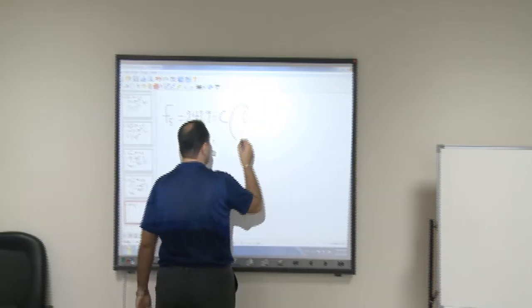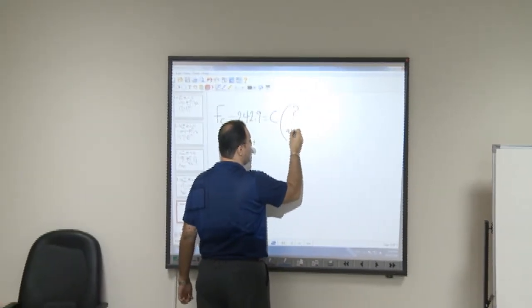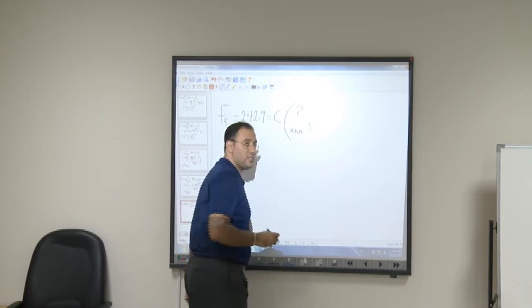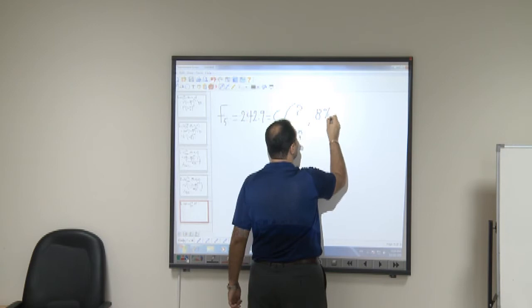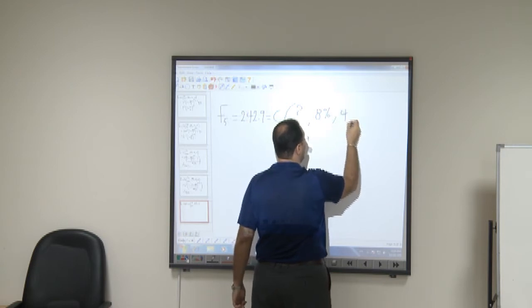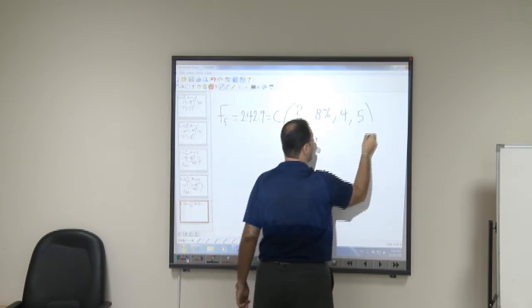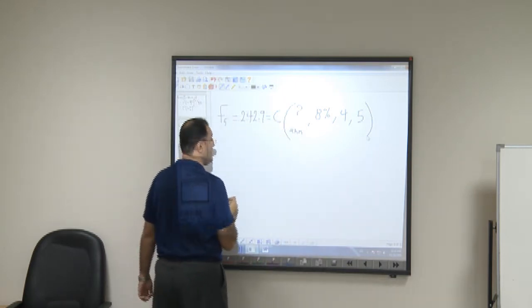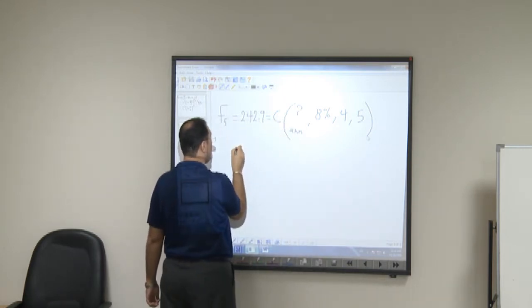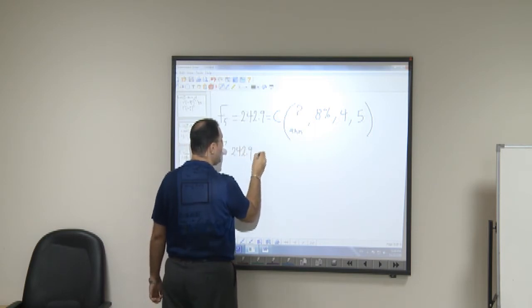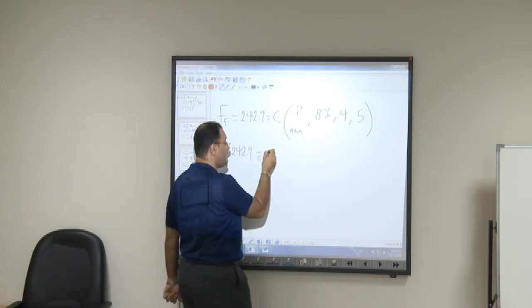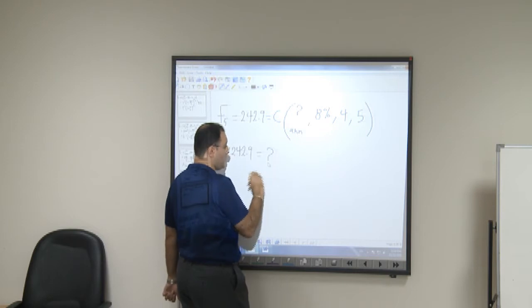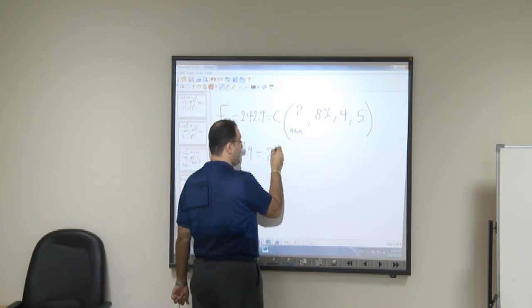Okay, let's see. So what's missing is an annuity. R is 8%. M is 4. N is 5 years. So we're going to have 242.9 equals what's missing, which I don't know how much, and I'm about to find out.